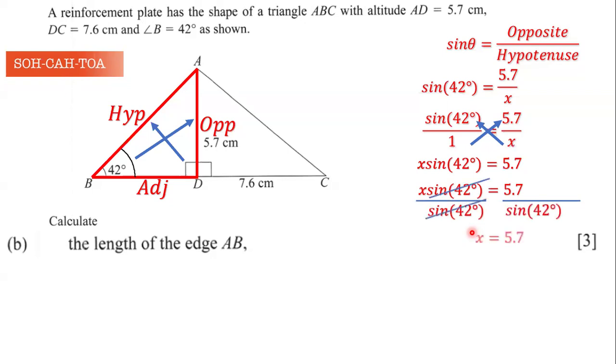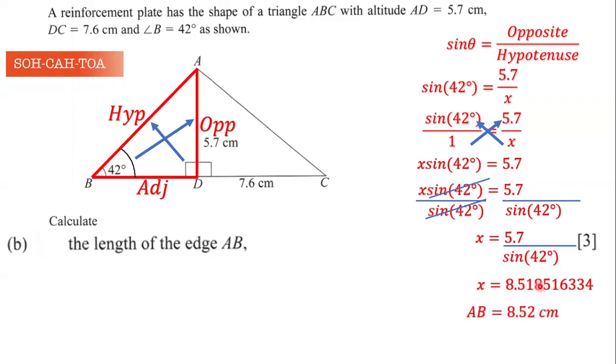And so we have that x is equal to 5.7 divided by sine of 42. And so when we divide that, we get x is equal to 8.51851633. Now we're going to round correct to 2 decimal places.